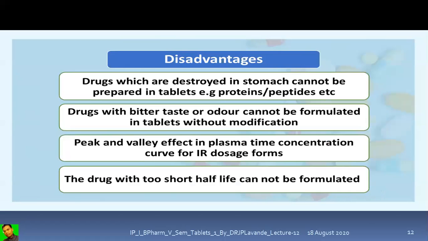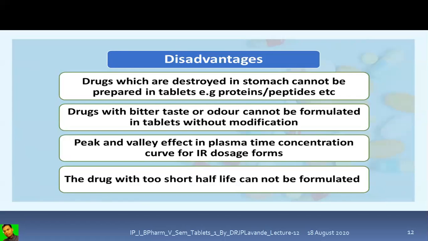When this many advantages are there, the tablet is also associated with a few disadvantages. So what are these? The drugs which are destroyed in the stomach cannot be prepared in tablets, for example proteins and peptides. These are proteinous in nature, so they will get degraded when they come in contact with the acidic gastric environment, that is the hydrochloric acid, the gastric juice. So such drugs like proteins, peptides, and enzymes cannot be given by the tablet kind of dosage form.